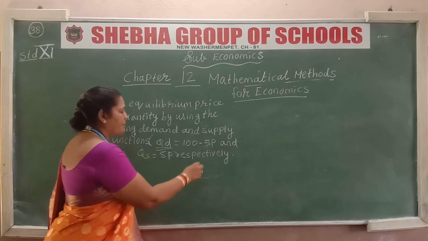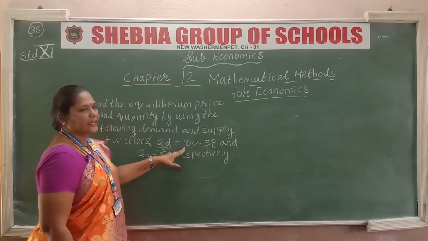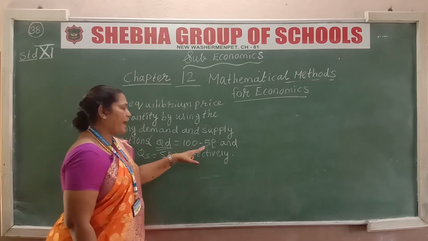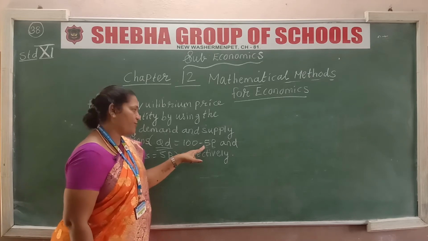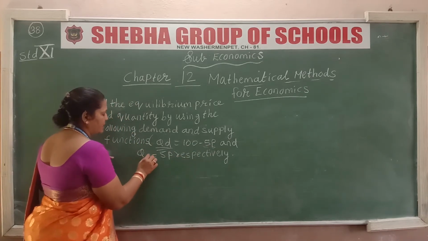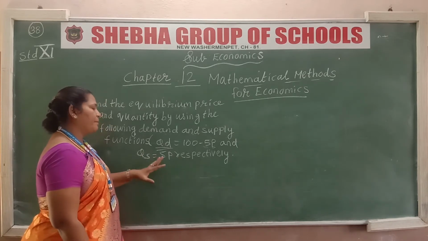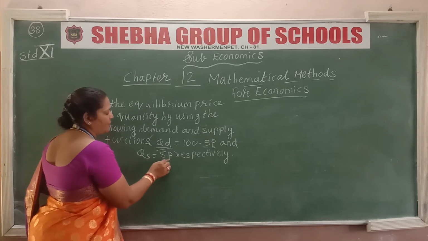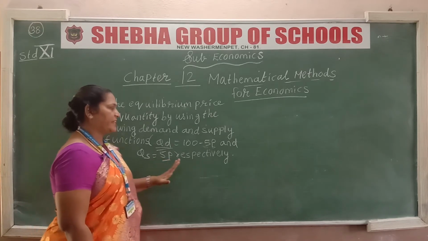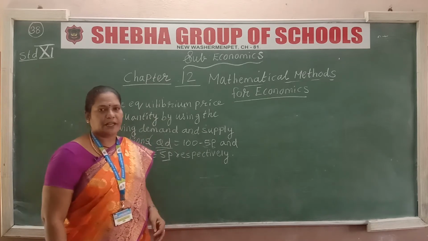That means price. Here 100 is the quantity demanded, and for price they have mentioned 5. And here QS means quantity supplied, is equal to, and price also they have given 5, respectively. Now let us see the diagram and I will explain about that.